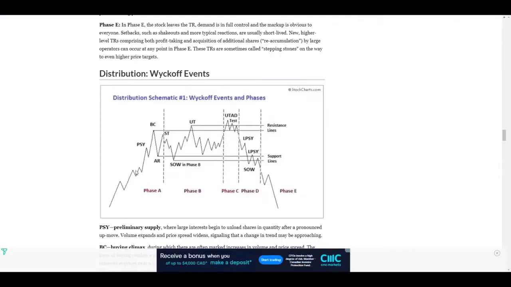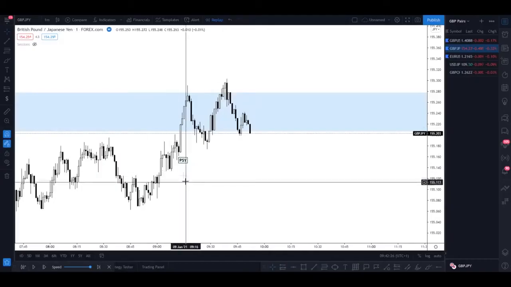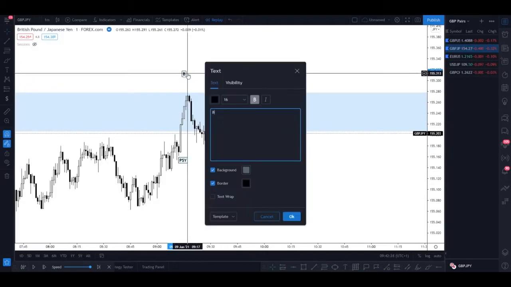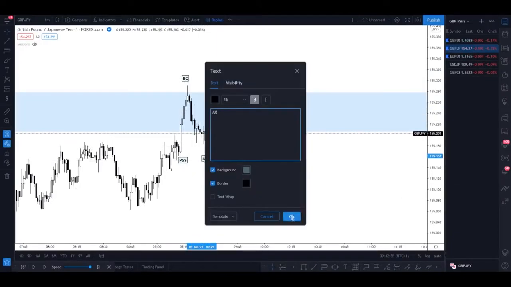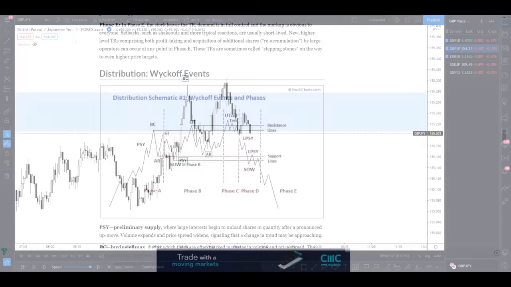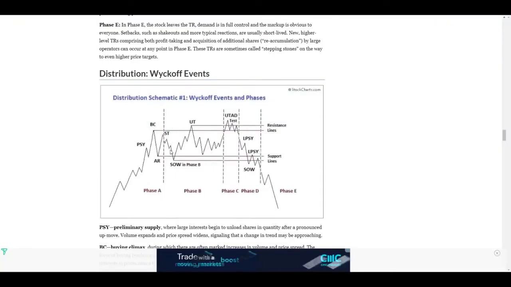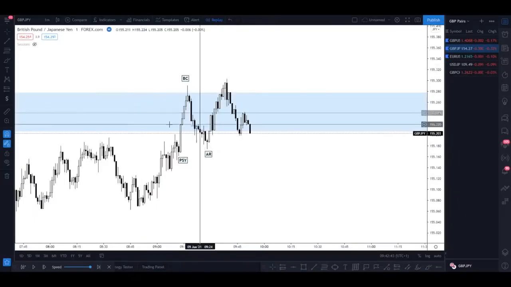And after I identified my PSY, I also identified my BC, which is my buyer's climax. We have our buyer's climax. Now, do we have an automatic rally? Yes, we do. It pushes back down. It has an automatic reaction towards the downside, coming back over here. All I'm doing is looking at this schematic and trying to print whatever I see onto the charts.